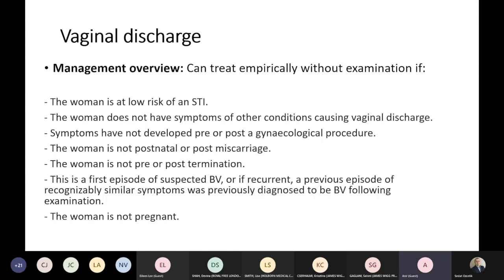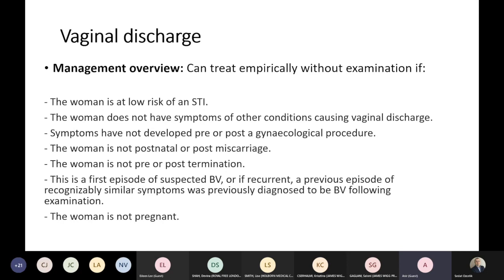So in terms of the management, this is one of those areas where NICE has actually very explicitly stated that we can treat empirically without having to examine patients, especially if we're not worried about a sexually transmitted infection, or if it's not related to any recent invasion of the vaginal tract, so either through surgery, through a recent miscarriage, or through termination.